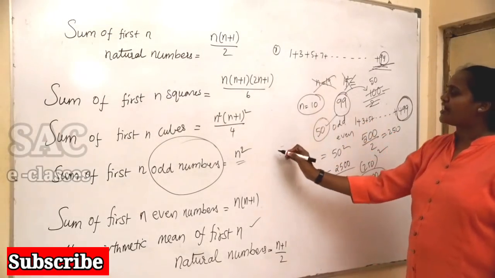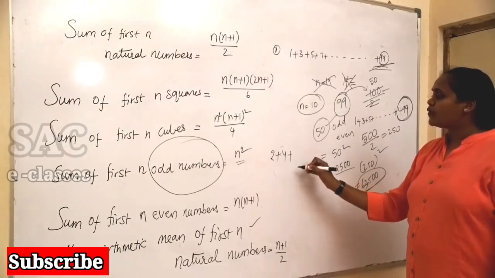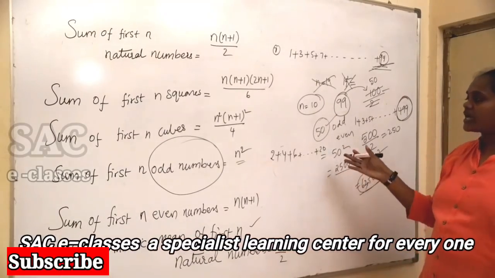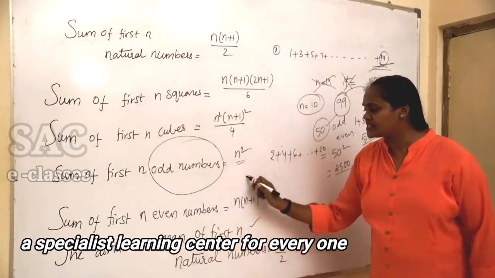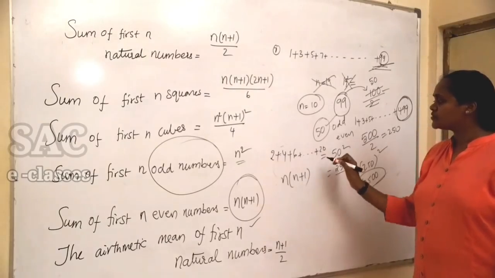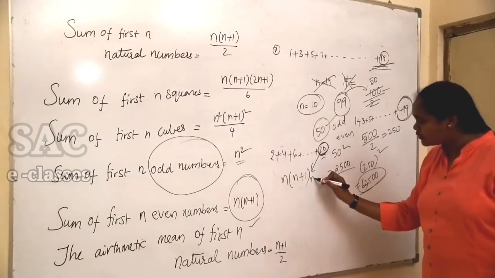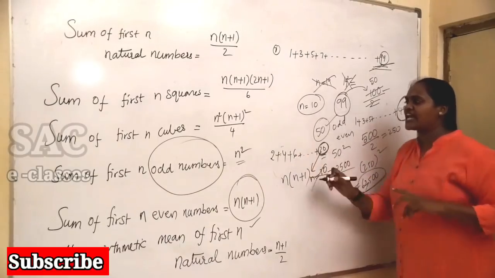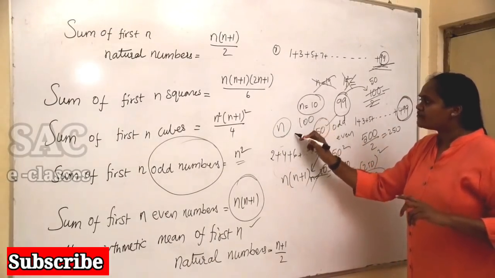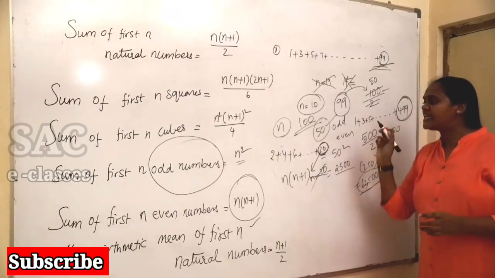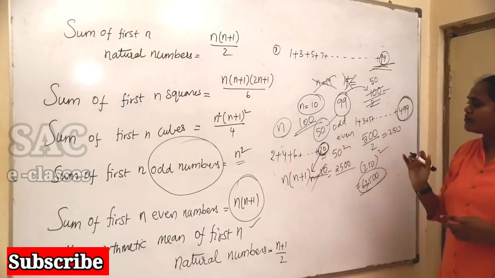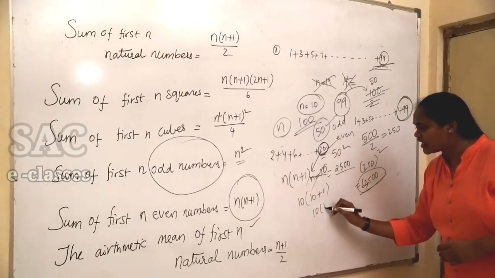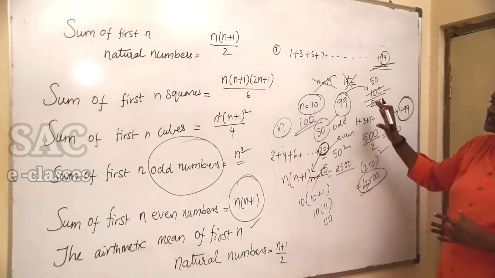Now, if they ask you to find the sum of 2 plus 4 plus 6 and so on plus 20, we already have the rule that the sum of the first n even numbers is n into n plus 1. Can I take n as 20? No, n is not 20. Then what is the n value? I told you already, in 100 numbers, 50 are even and 50 are odd. So in 20, how many are even and how many are odd? The n value is clearly 10, since 20 by 2 is 10. 10 into 10 plus 1, that is 10 into 11, will give you 110. This is the concept here.